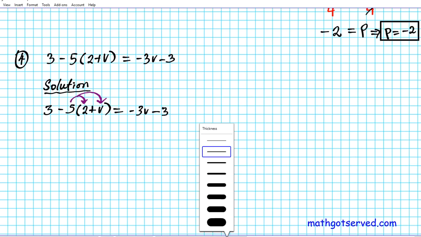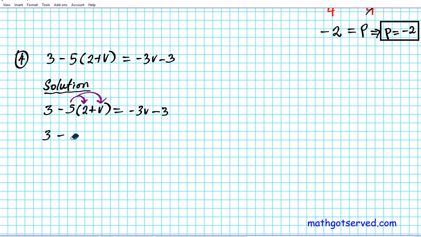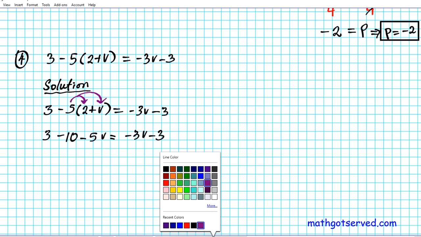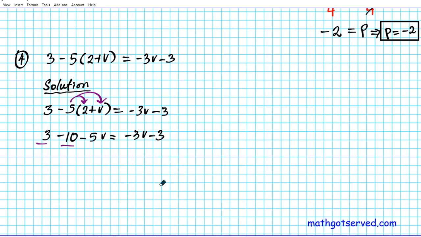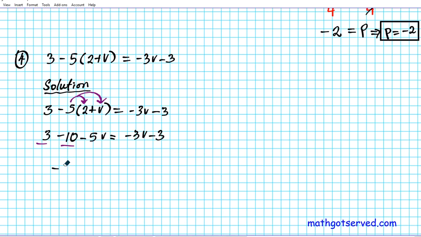Okay, if we carry out the distribution, we're going to have 3 minus 5 times 2 is negative 10. Don't forget to distribute the sign. Minus 5 times v is negative 5v. And that is equal to negative 3v minus 3. We are now going to combine like terms where possible. On the left side, we have 2 constants that can be combined. So 3 minus 10, different signs, subtract and keep the sign of the bigger. Negative 7 minus 5v equals negative 3v minus 3.